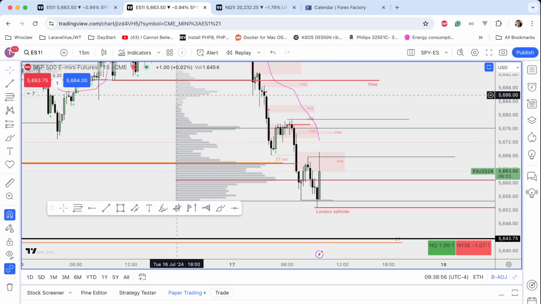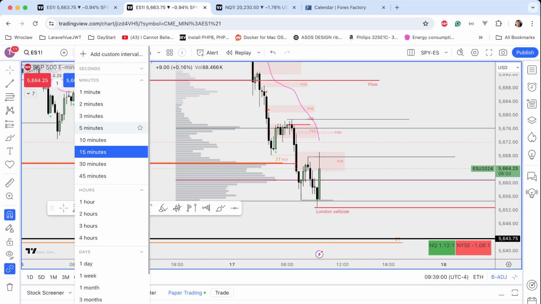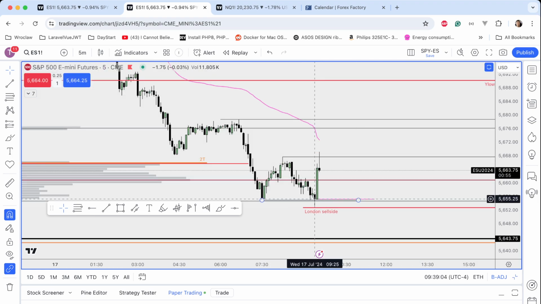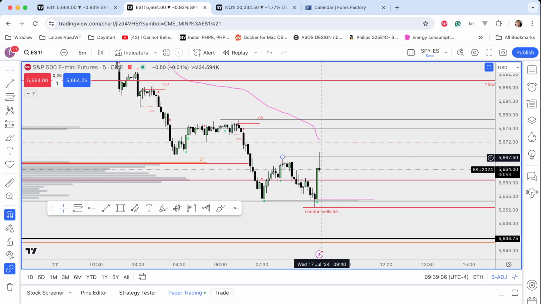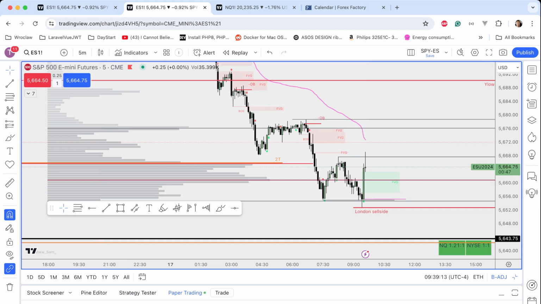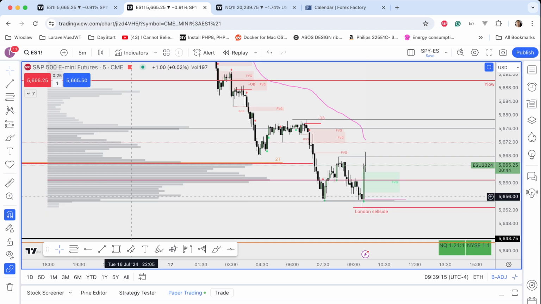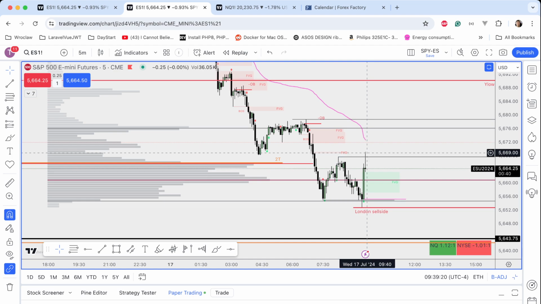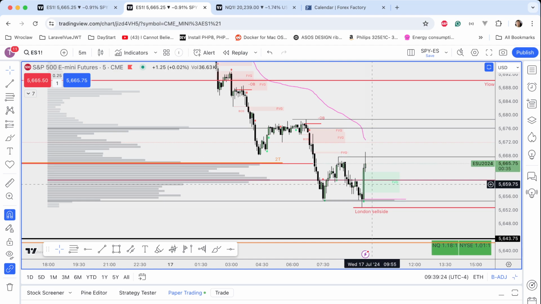So let's switch this into 5 minutes. We're trading the first 10 minutes. You can see grabbing liquidity, and pushing and selling into that. The transaction is over now. That transaction is over and the market can do anything now.